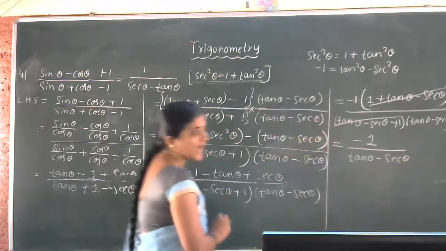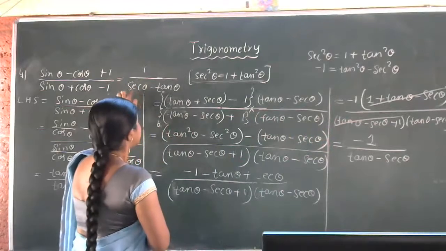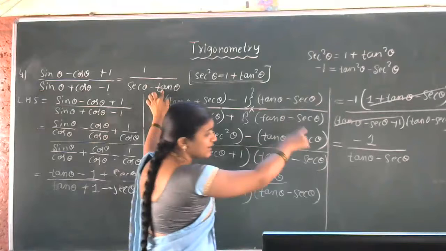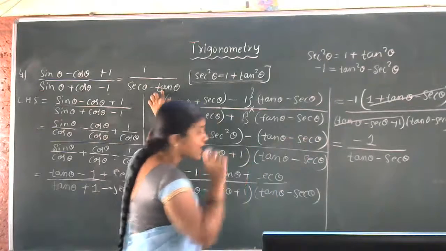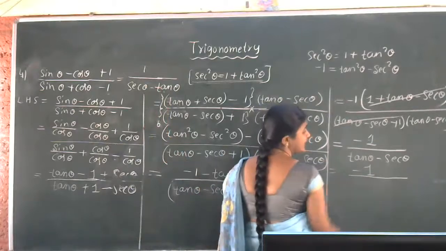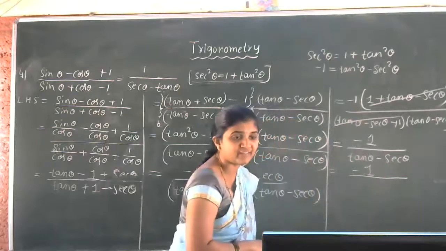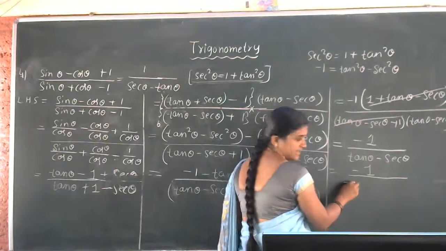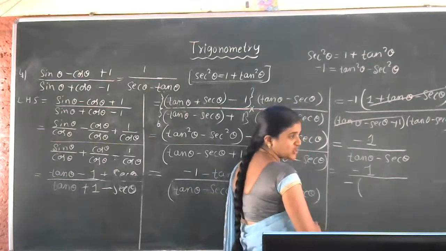Now look at the RHS part. In the RHS, 1 divided by secant theta minus tan theta. Here we have minus 1 divided by tan theta minus secant theta. What we have to do is take minus 1 as it is, and in the denominator take the minus sign as a common factor. Can we take the minus sign as a common factor? Yes, minus. If we remove the minus outside, what is inside actually?